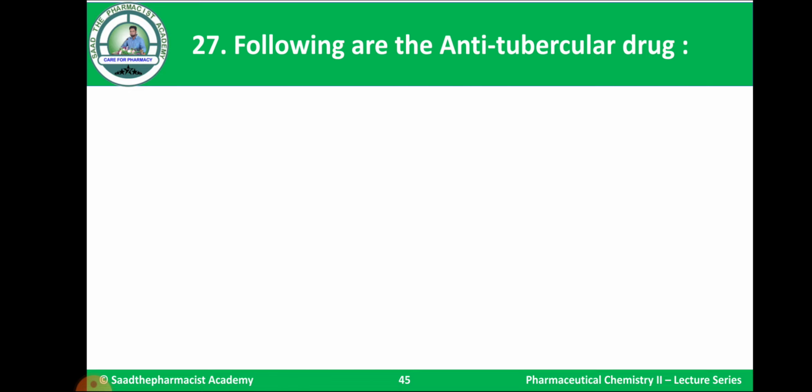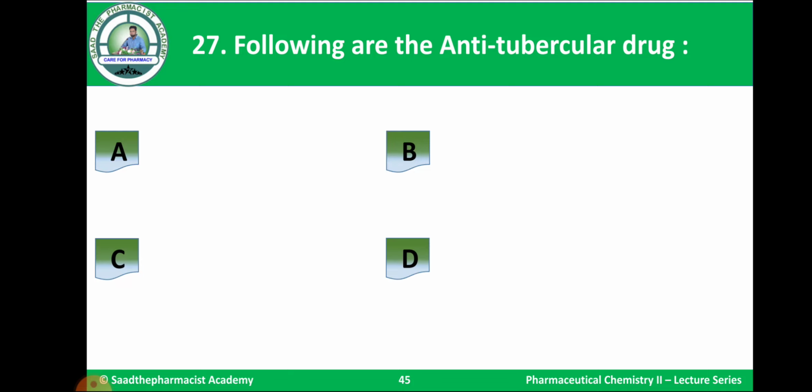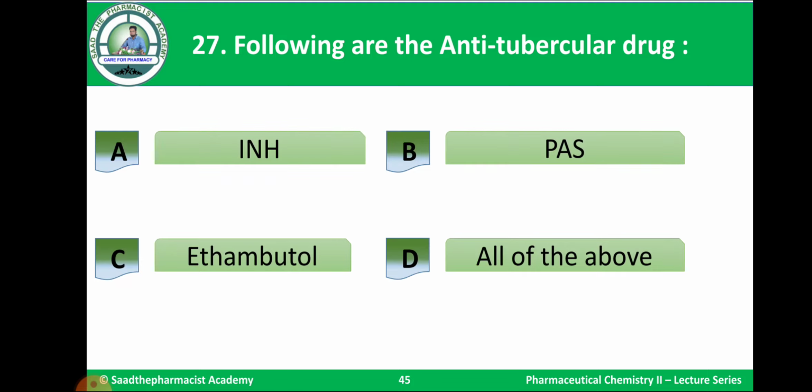Question number 27. Following are the anti-tubercular drugs. The options for this question are INH, PAS, ethambutol. A. INH, B. PAS, C. ethambutol, D. all of above. And the correct answer for this question is all of above.